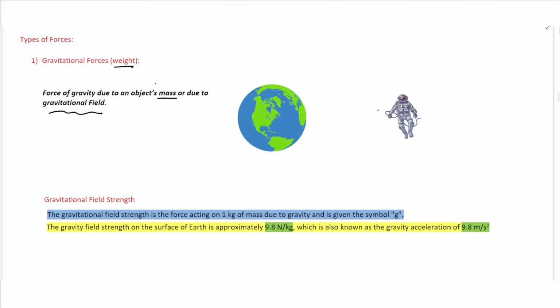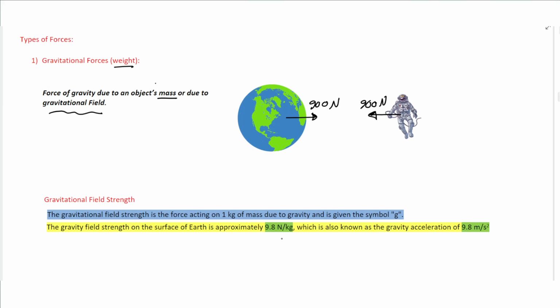For example, the earth pulls someone towards it, and as a reaction, the person pulls the earth towards him or her. So these are action and reaction forces, and they are equal in magnitude. If the astronaut is pulled by 900 newtons, the earth is pulled towards the astronaut by 900 newtons in the opposite direction. But since the mass of the astronaut is much less, they will accelerate with a greater magnitude.